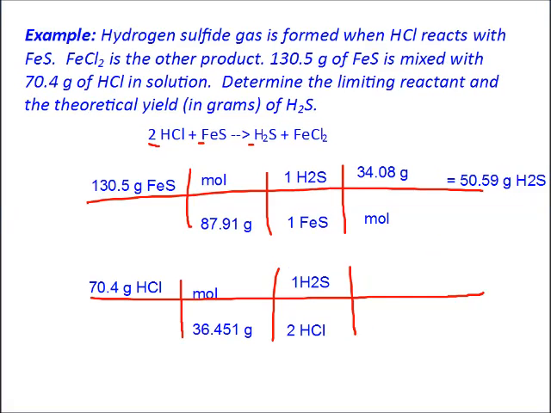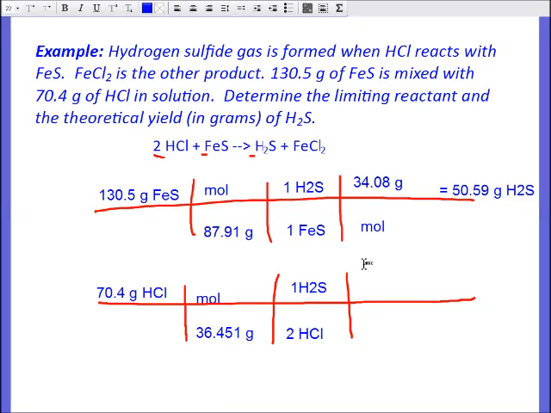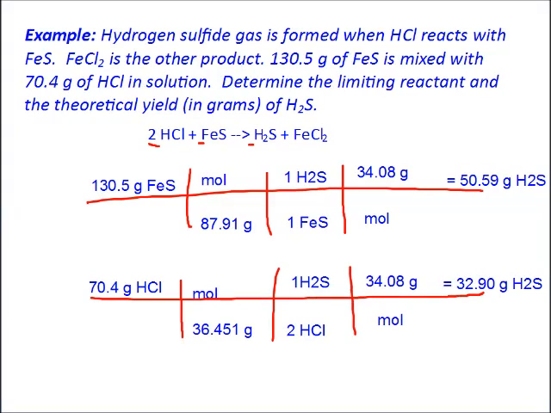and my molar mass of H2S I already calculated up here, so I just come down here, 34.08 grams per mole for H2S. And when I figured that out, I found out that I would make 32.90 grams of H2S. So I've calculated this number twice, and now I need to answer the question that it was asking me about.